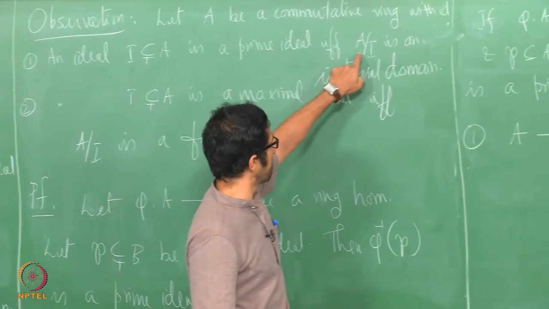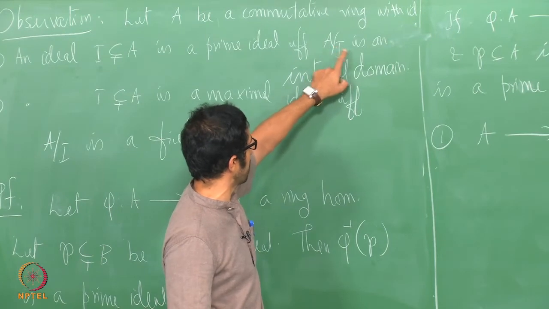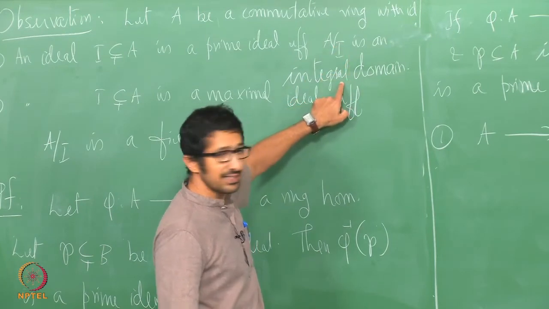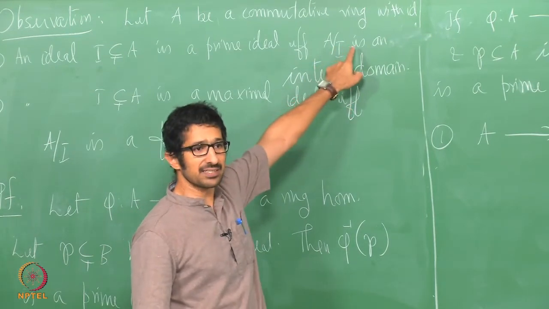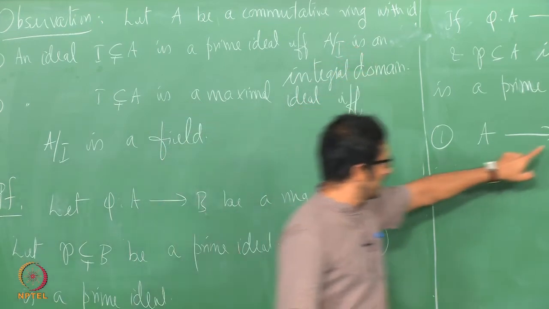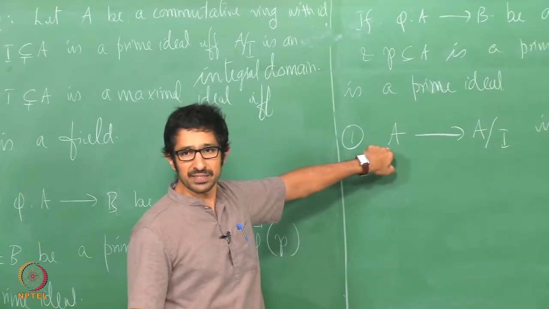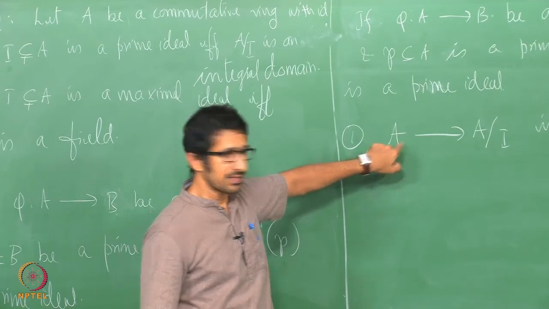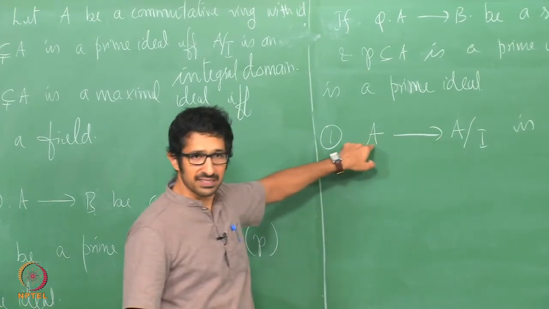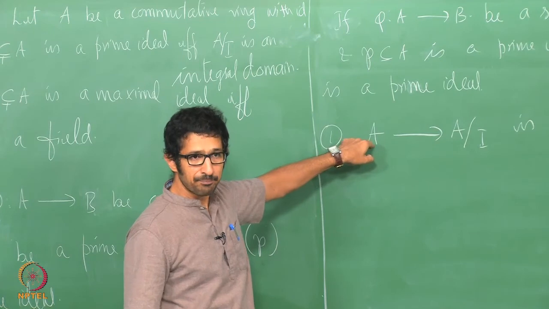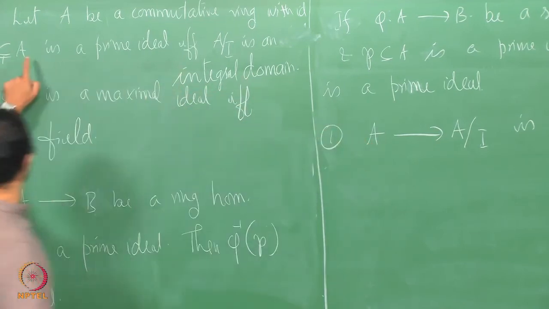Now, assume A mod I is an integral domain, therefore the 0 ideal is a prime ideal here. Now, its inverse image is nothing but I. 0 is prime here, therefore its inverse image, which is I, is a prime ideal, and that is exactly what we have to prove.